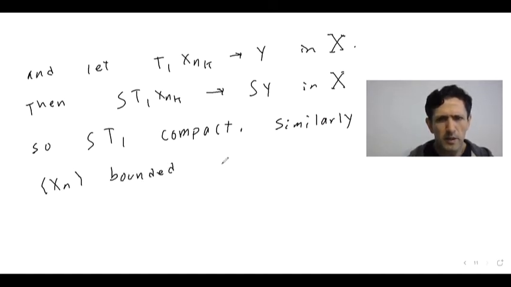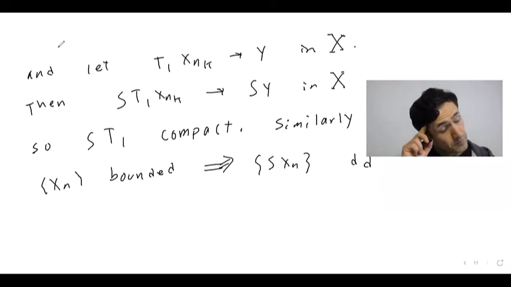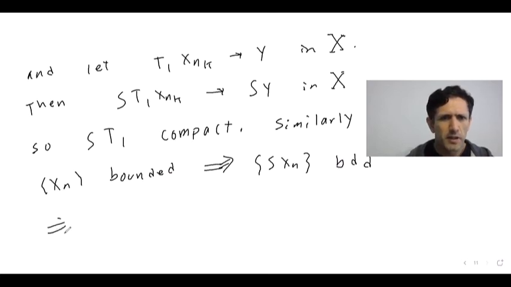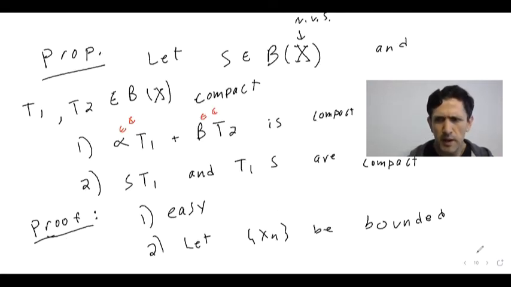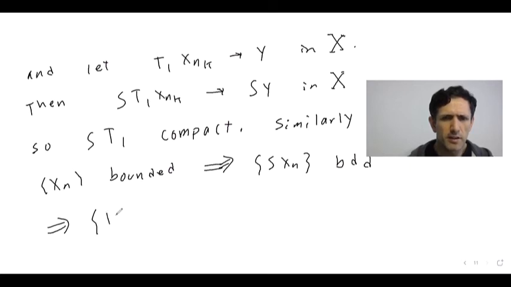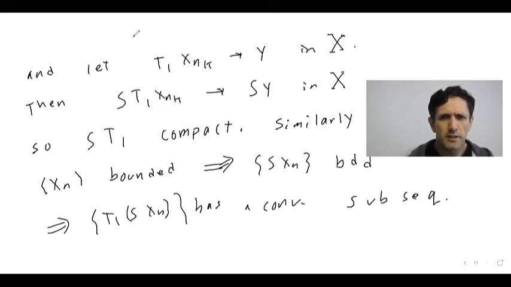So similarly, X_n bounded implies that, the fact that S is bounded means that S X_n is bounded. That means, well, just by compactness of T1, that T1 S applied to X_n has a convergent subsequence. And that's it. Really not much to that.